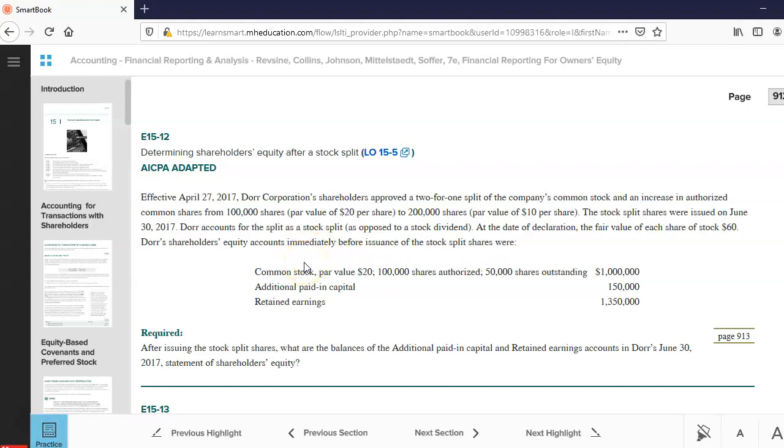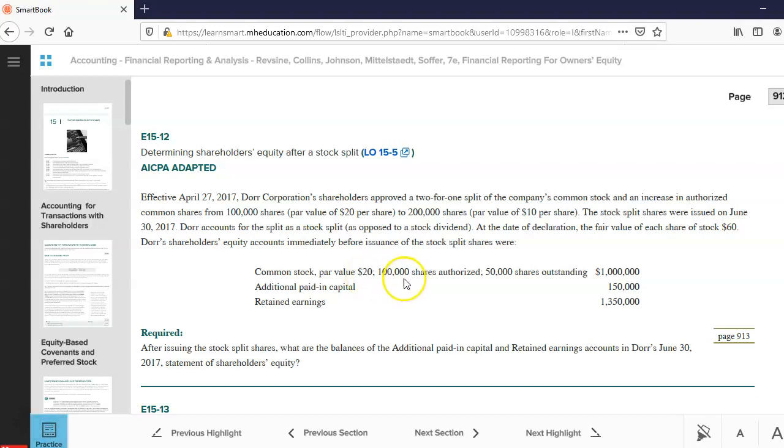Okay, so good news is this is really easy. It's kind of a trick question because these numbers here don't change. It's kind of more informational when we do a stock split. So none of these change. This is all the same. What's different is the par value is now going to be divided by 2. So we did a 2-for-1 split. That's easy. So I just divide 20 by 2 and I get 10.